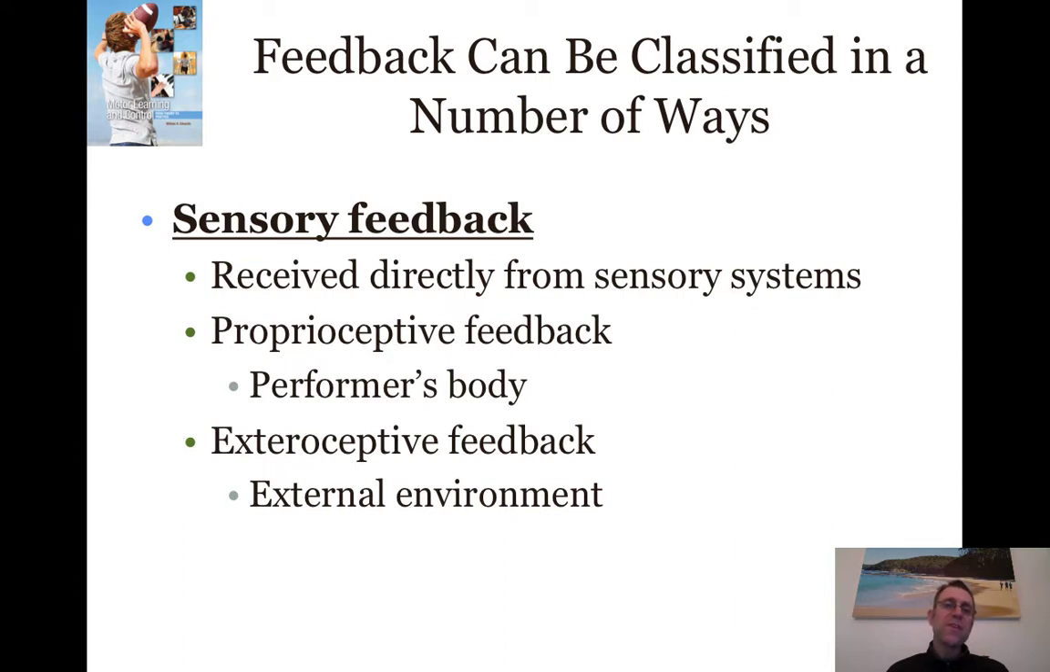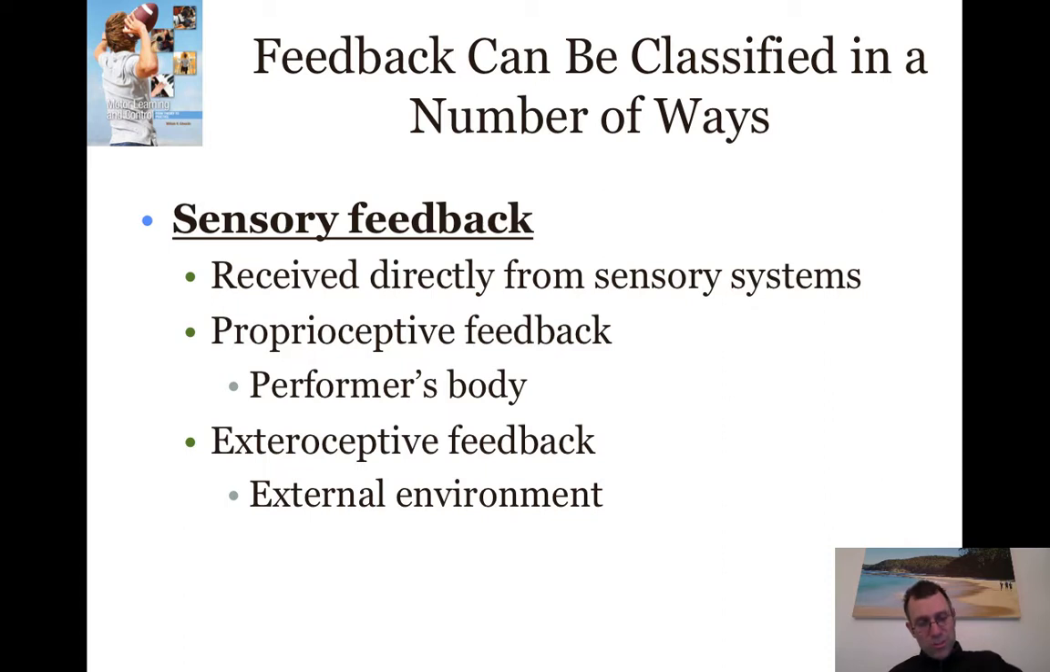So we can classify feedback in multiple ways. Sensory feedback is very much information that we receive on our own, directly from our sensory systems, right? You are trying to shoot a basket, you see the ball go in the basket, feedback is it was a successful trial. That's as simple as sensory feedback is. There's obviously multiple examples of that.